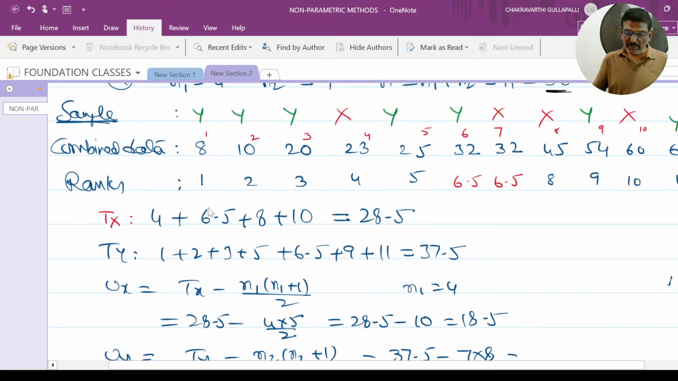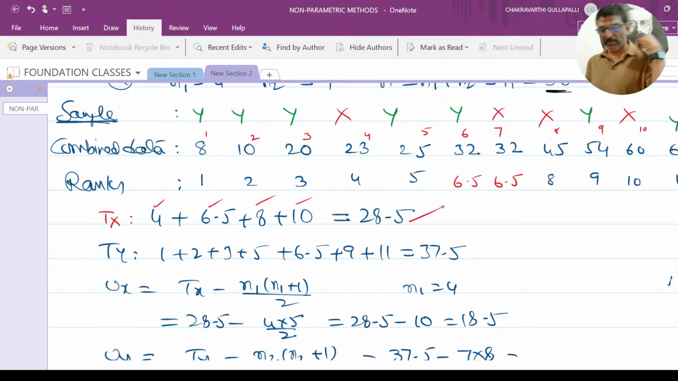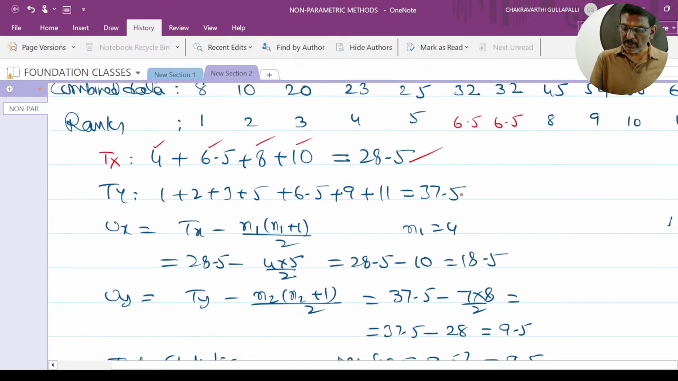So what is TX here? It is the sum of the ranks of the first sample, that is, the X variable values. This is 4 from X, here is 6.5, here is 8, and finally 10. That is 28.5. TY is 1 plus 2 plus 3 plus 5 plus 6.5 plus 9 plus 11, that is 37.5.